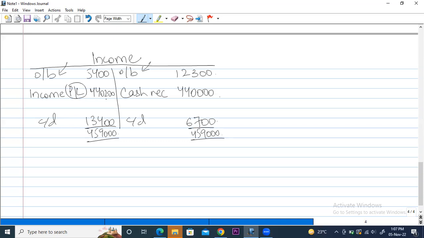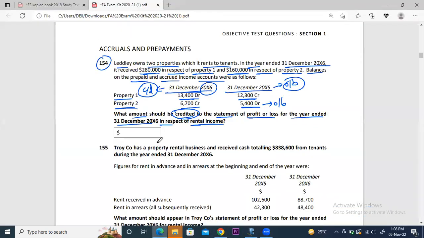Exactly, it's just the same as what we did in the balancing of T accounts in the first class, because, remember, this is the balancing figure. The income account that we are finding is the P&L amount that will be added in the profit or loss as income, because that is being asked in the requirement. You can see what amount should be credited in the profit or loss for rental income. So it's this amount, 440,200.